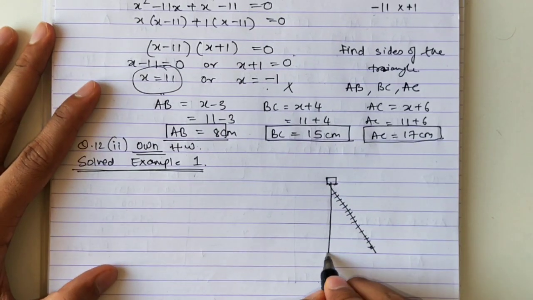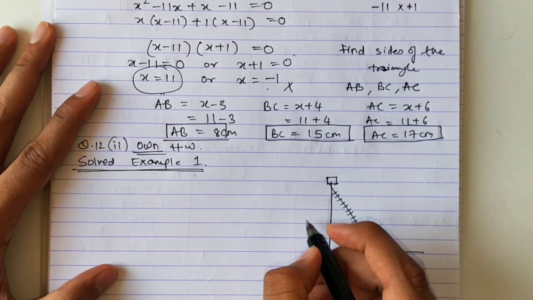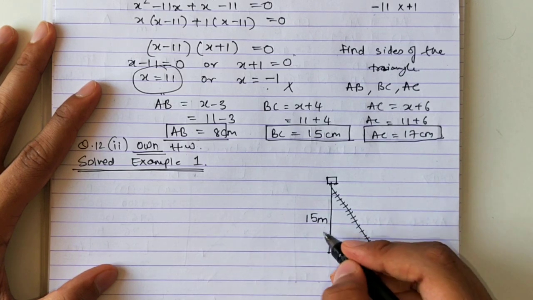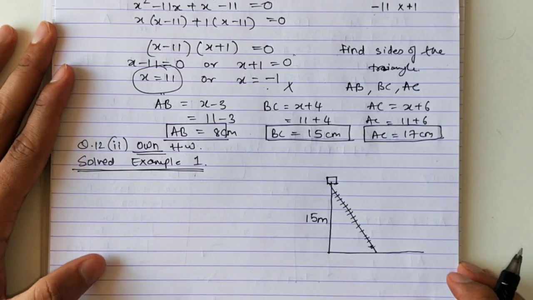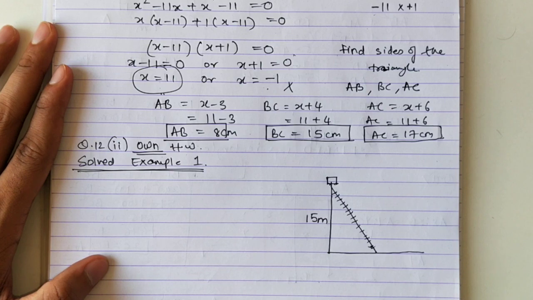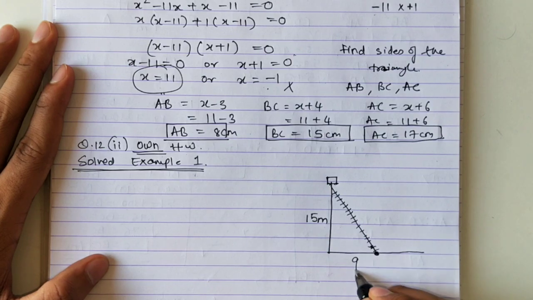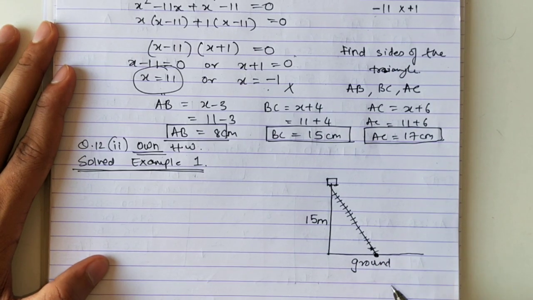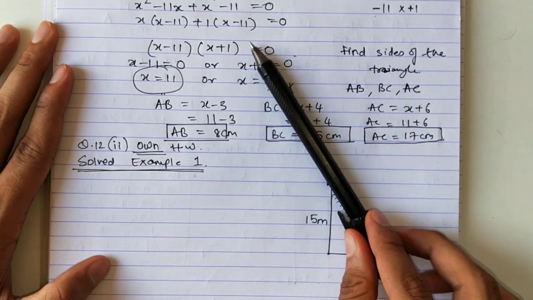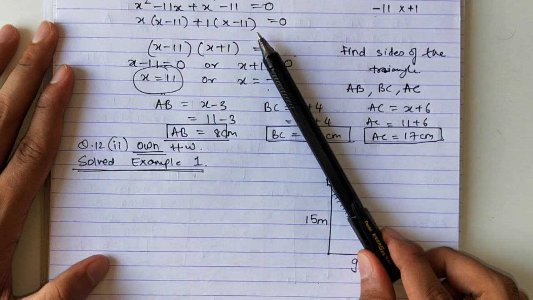See, this is the ground level, and this ladder reaches 15 meters above the ground. So this height is 15 meters. Then, keeping the foot of the ladder, you have to understand, this is the foot of the ladder because this is the ground. So this is the foot of the ladder. The ladder is kept like this.